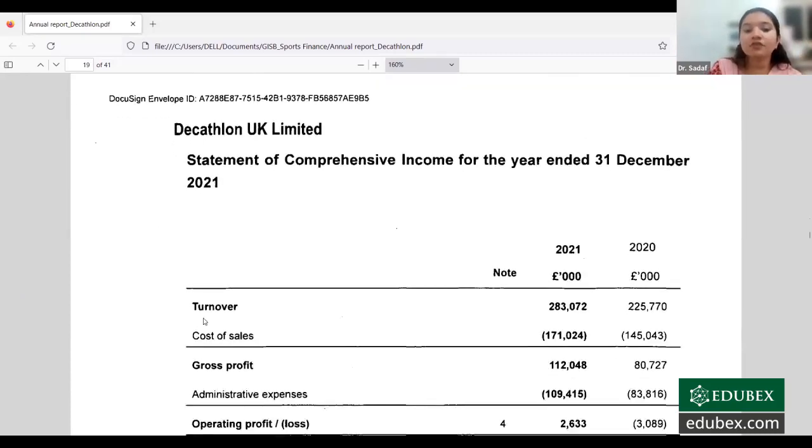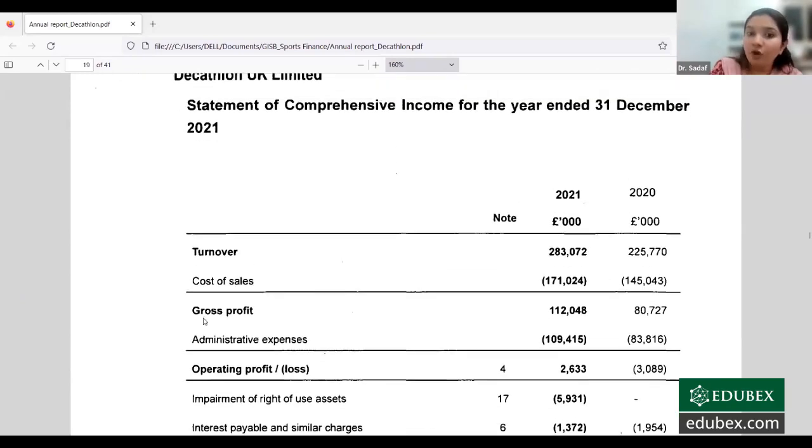Now comes the statement of comprehensive income, which is the statement of profit and loss. You have the turnover, or the amount of sales, minus the cost of sales, that is the cost of manufacturing. Then we get the gross profit, which is your manufacturing profit. My objective for today's session was just to familiarize you with these terms that you might come across in any financial statement, so that it becomes easy for you to at least read and understand the P&L, that is the income statement, and the balance sheet.